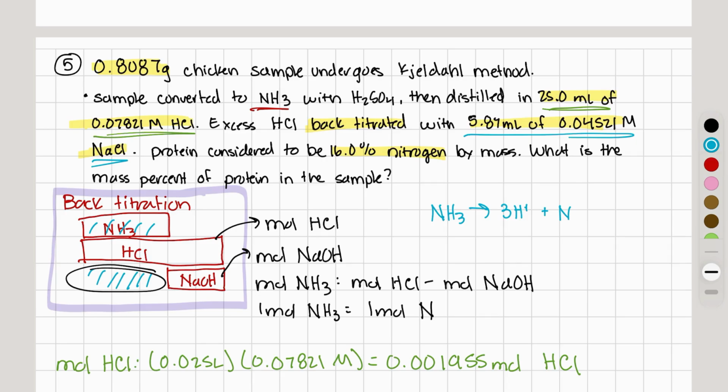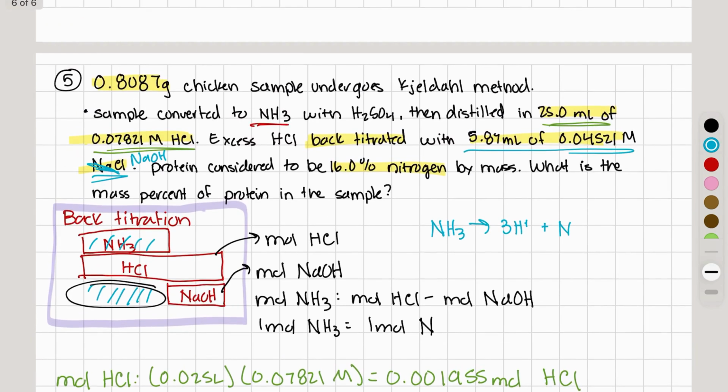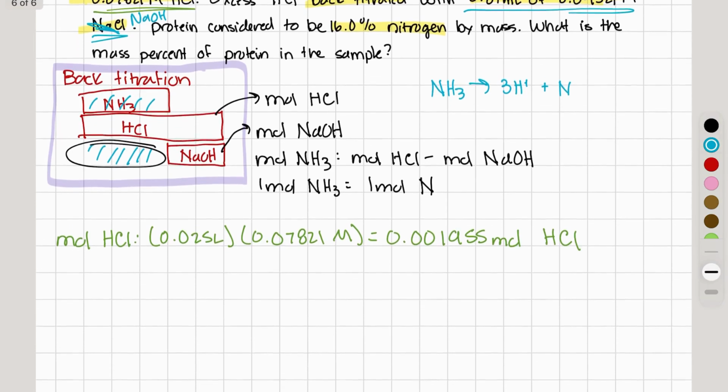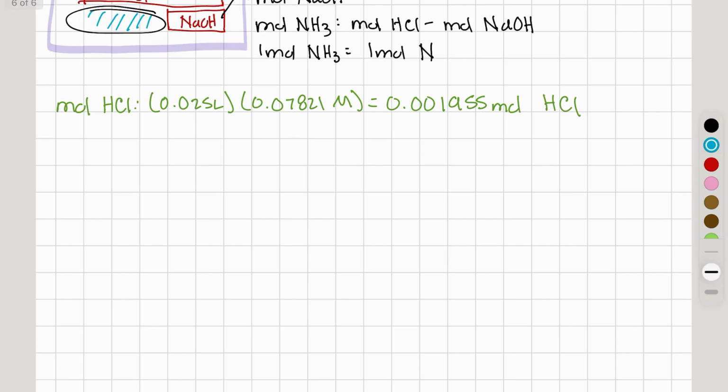Oh, I don't know why I wrote NaCl. That's crazy. Anyway, that is NaOH. Yes, the excess HCl is back titrated with 5.87 NaOH. Okay, sorry.